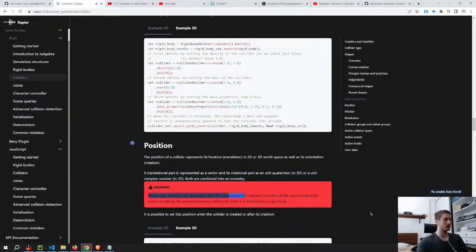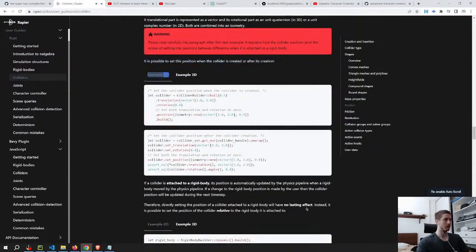Warning. Please read carefully the paragraph after the next example. It explains how the collider position, and the action of setting this position, behaves differently when it's attached to a rigid body. It is possible to set this position when the collider is created or after its creation. Example 2D. Set the collider position when the collider is created.